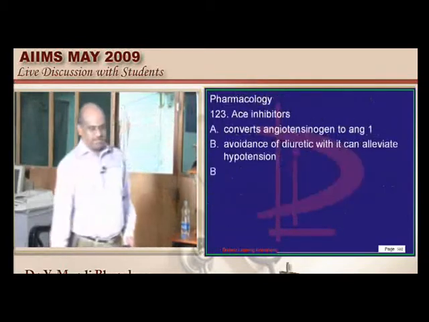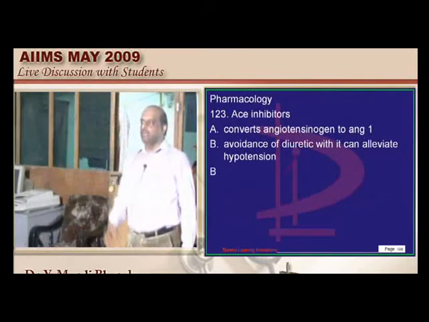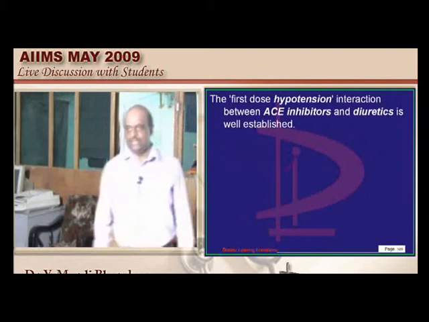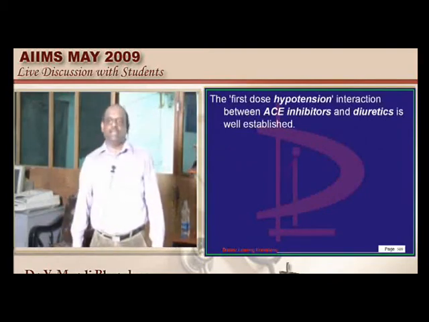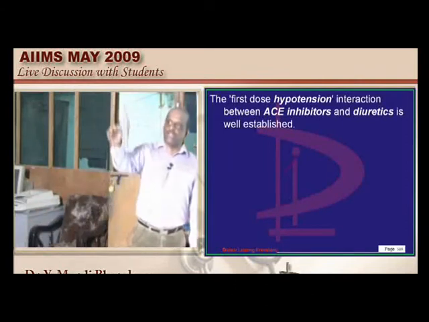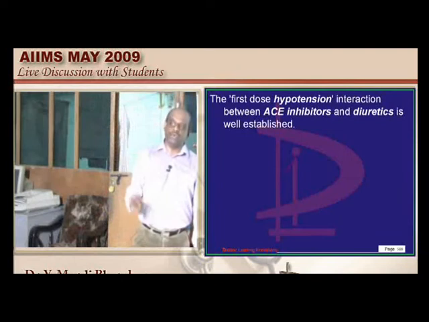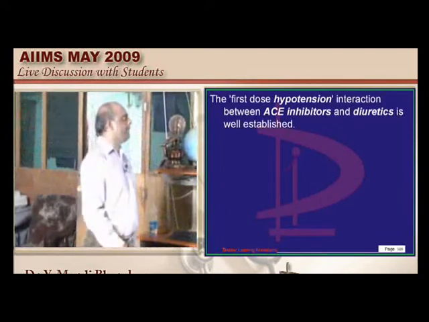ACE inhibitors, if you combine them with diuretics the first time, what will happen? First dose hypotension will occur, just like prazosin is also associated with postural hypotension. So to avoid first dose hypotension with ACE inhibitors, don't combine them the first time with diuretics. Otherwise in the long term you can combine, no problem.